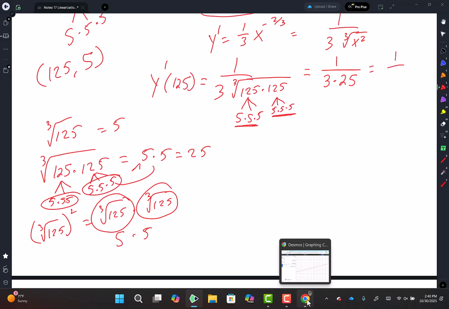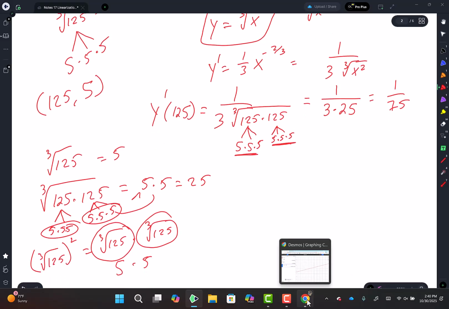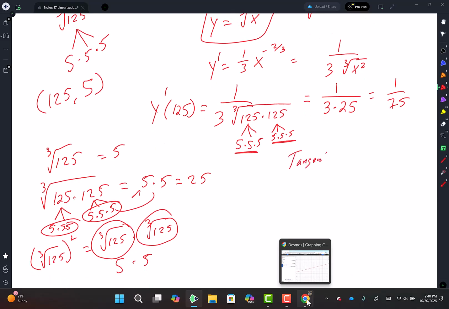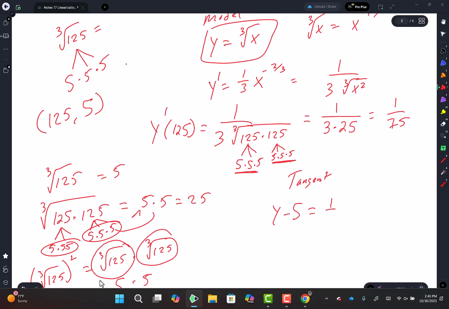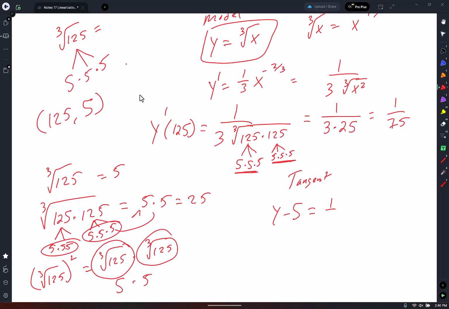What's 3 times 25? Oh, we have 75. Yeah. All right. Here's my tangent line. Someone's gonna look at this and be like, is this calculus or is this...? Okay, I'll stop. Tangent line. It doesn't matter. It's all math. Math life. y minus 5 equals 1/75 parentheses x minus 125. This is the line. This is my tangent line.